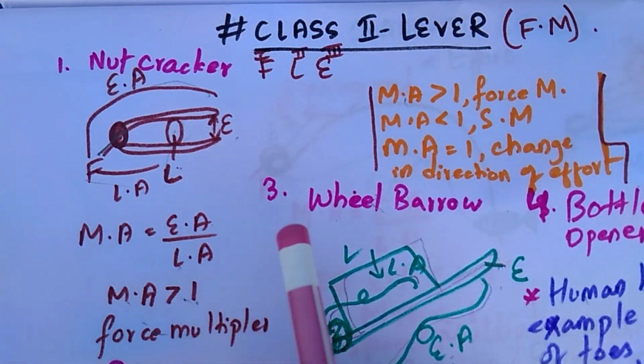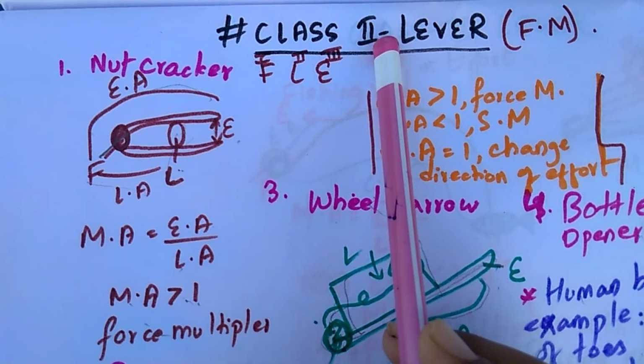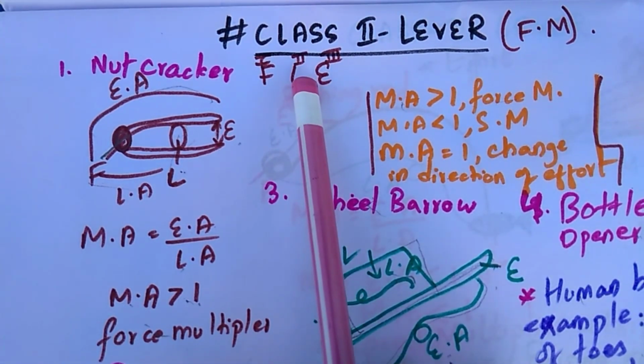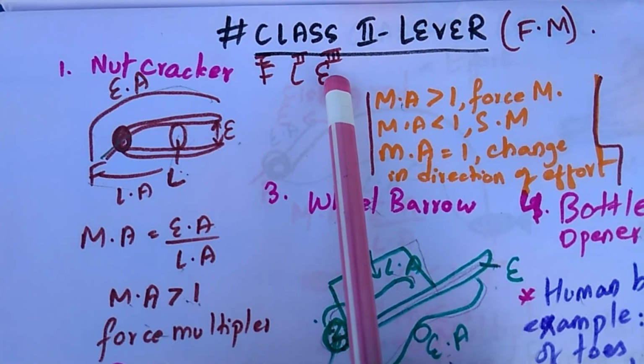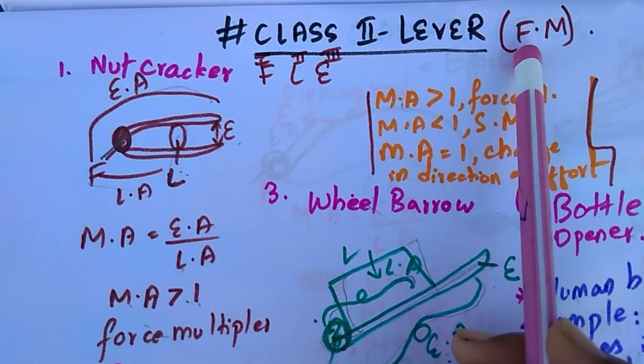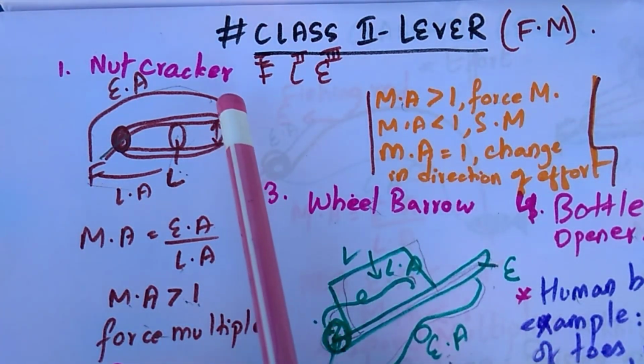Now we are going to do the detailed study of class 2 levers. In class 2 levers, the load is always in between the fulcrum and the effort. And class 2 lever always acts as a force multiplier, as I said to you earlier. Now we are going to study some of the examples.